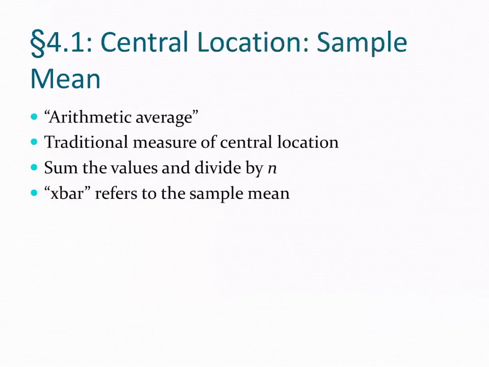Moving on, we're going to talk about central location and the sample mean. We kind of talked about the mean before. Many people have gone over the mean. I'm going to be going over the more proper way of figuring out the mean. We can call this the arithmetic average. It's a traditional measure of central location, the average of the central location. It's the sum of all values divided by n, which is the total number in that data set or population. We refer to the mean as x bar.